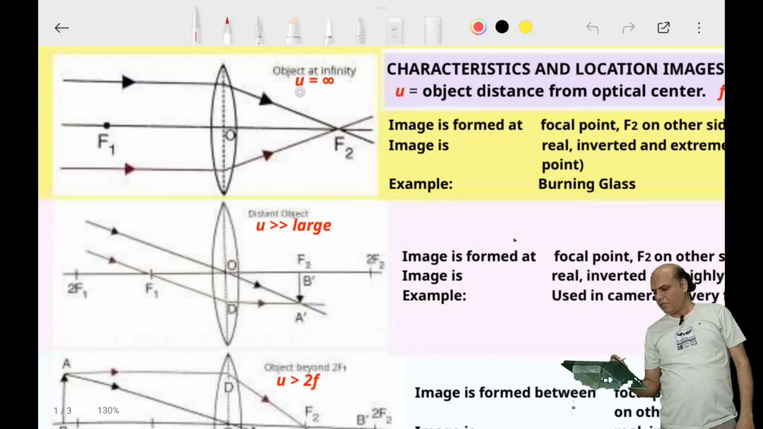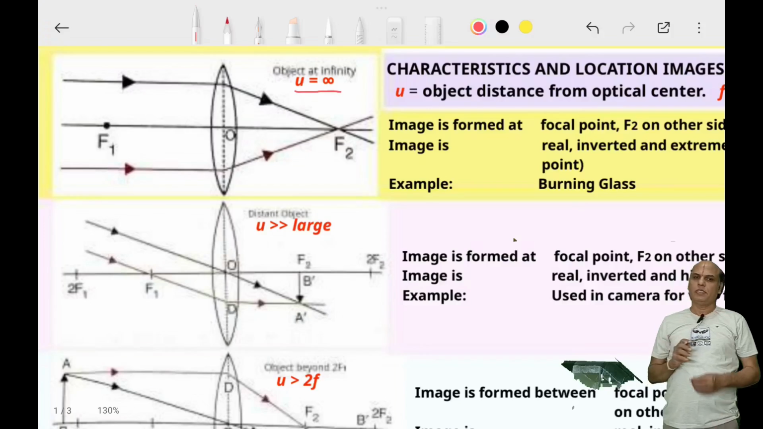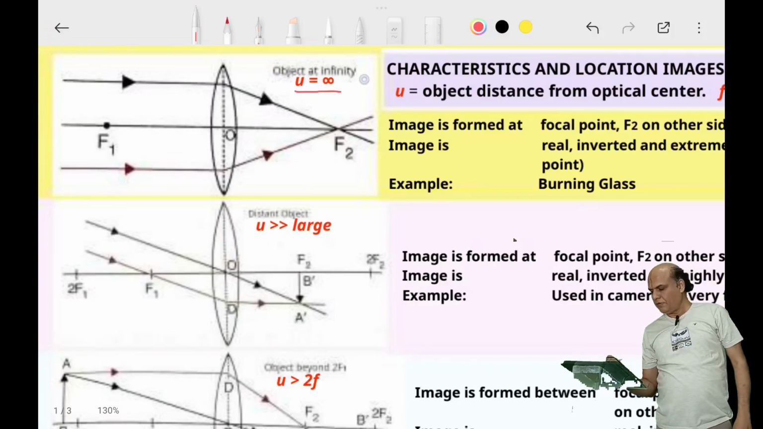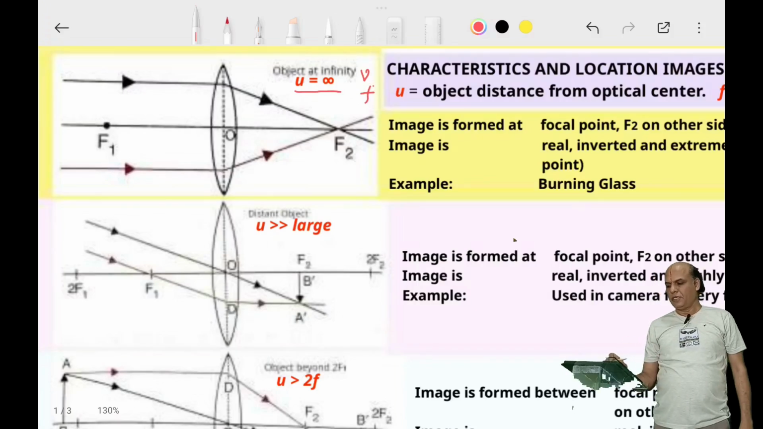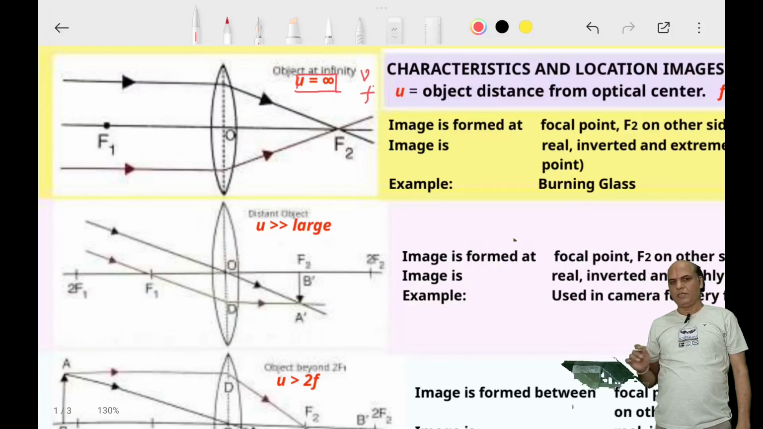So here, u is the object distance measured from the optical center. v would be the image distance measured from the optical center. f would be the focal length measured from the optical center. So here u is infinity. That means it is a very large distance. One example is the sun; it could be stars or other planets.